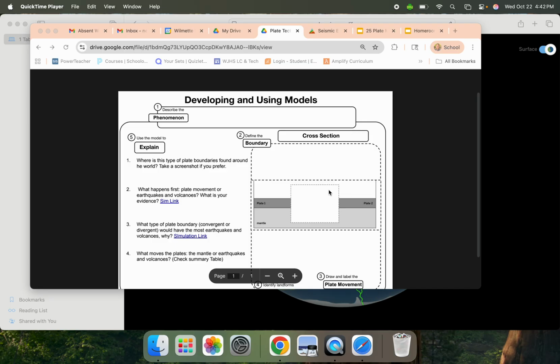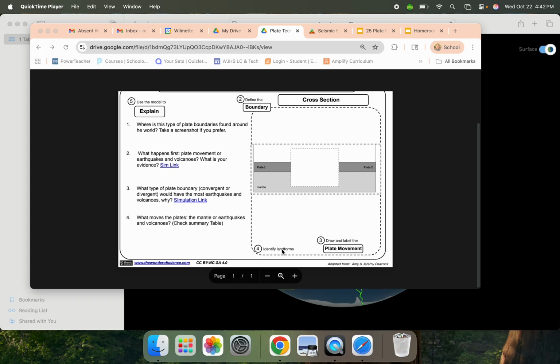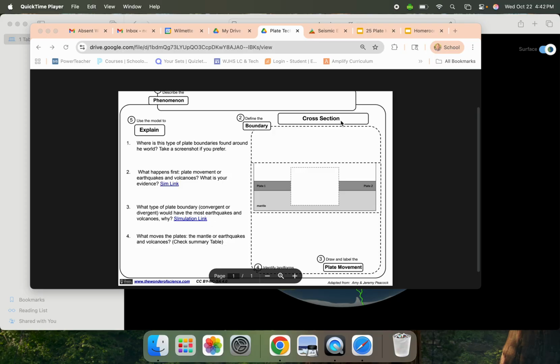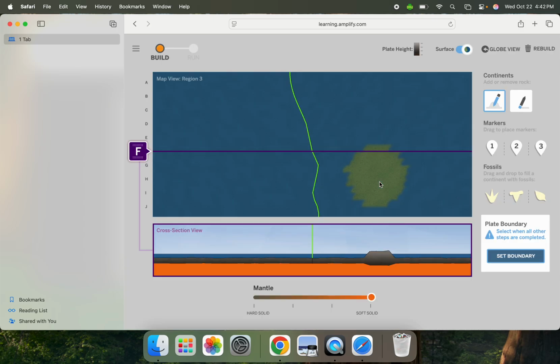Question 1, if you were out today, the first part here is our cross section. You are going to identify landforms, trenches, ridges, any sort of landforms, and draw the movement of what goes on in our cross section. You're going to go to the Amplify link that we've done before to do a cross section. I would go to region 3 because it's the easiest. Here, I'm going to do a convergent plate boundary.